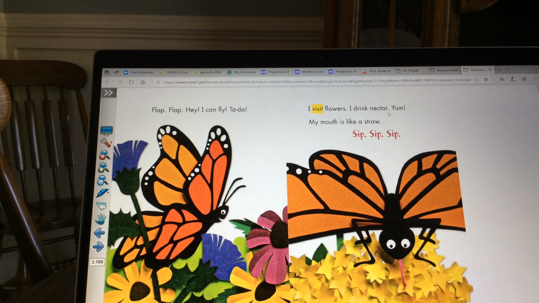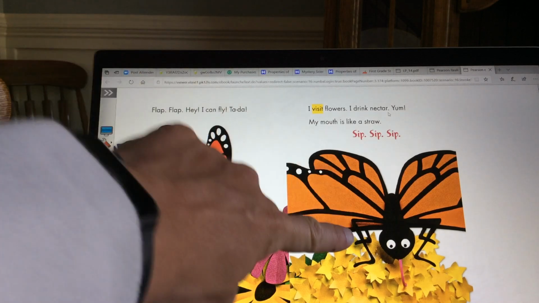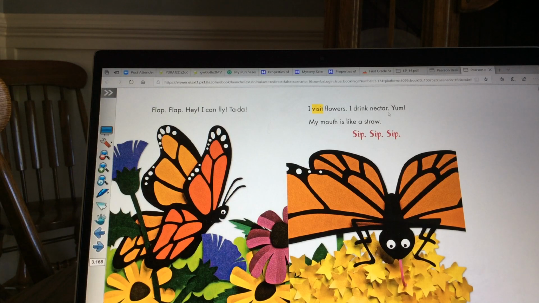Okay, let's look at page 169, which is this page. What does the caterpillar mean when it says, "My mouth is like a straw"? That's an example of a simile. My mouth is like a straw. What does the caterpillar mean? A simile is a piece of figurative language.